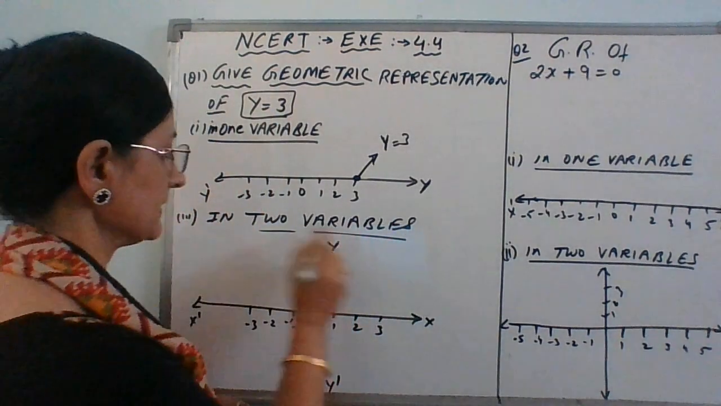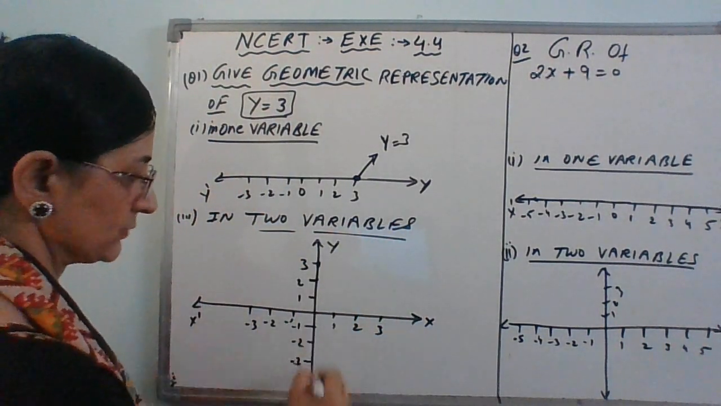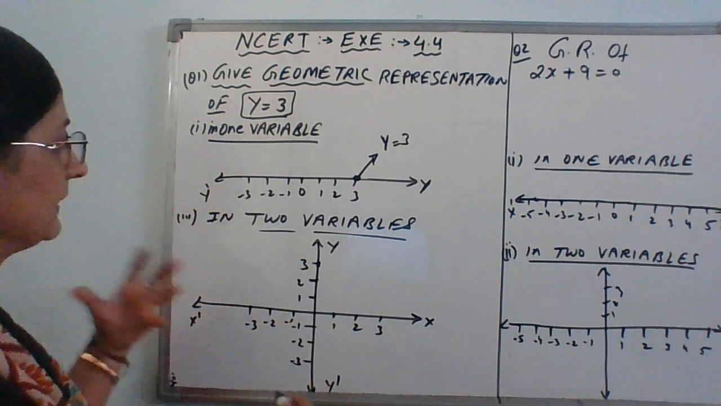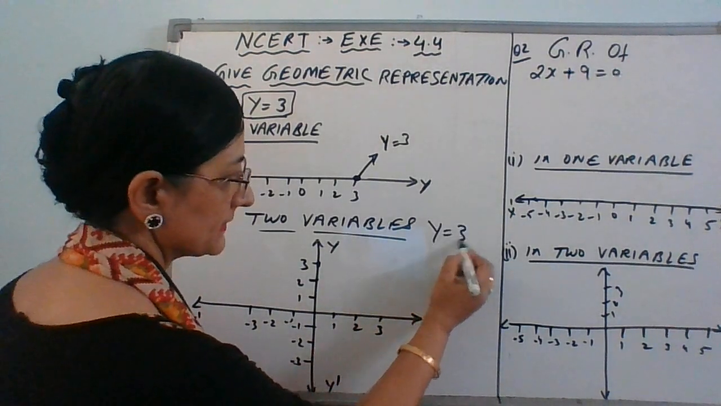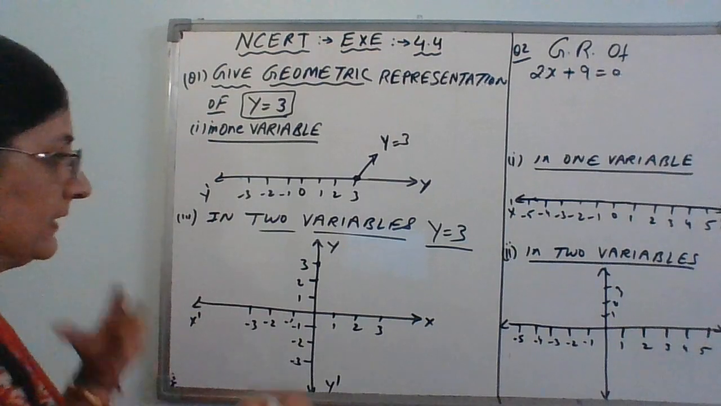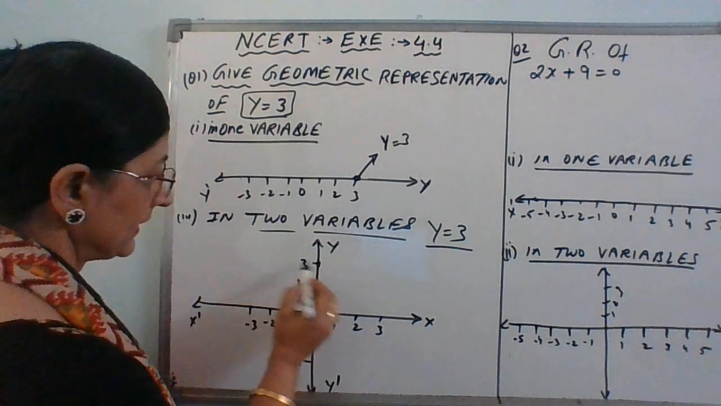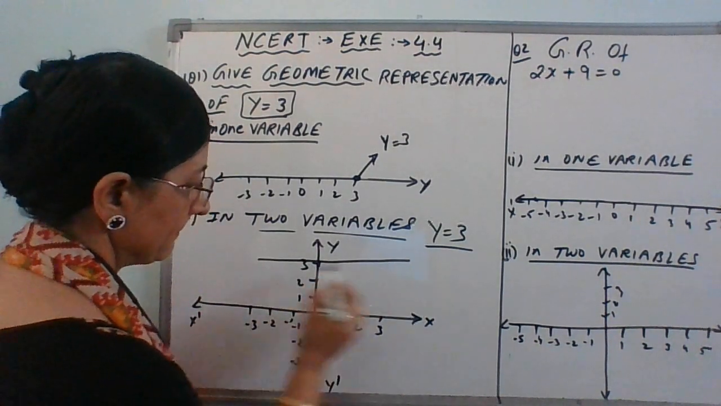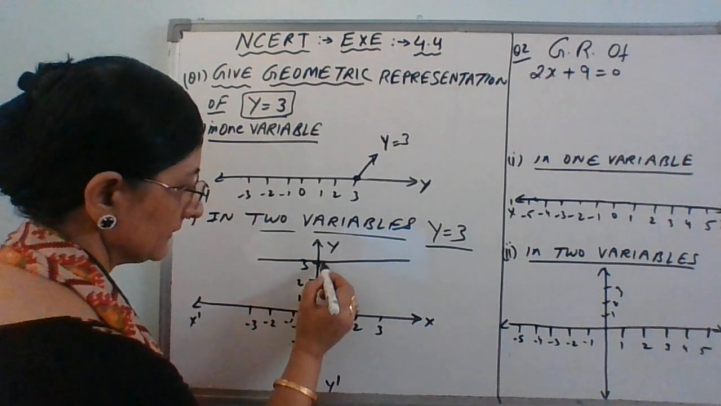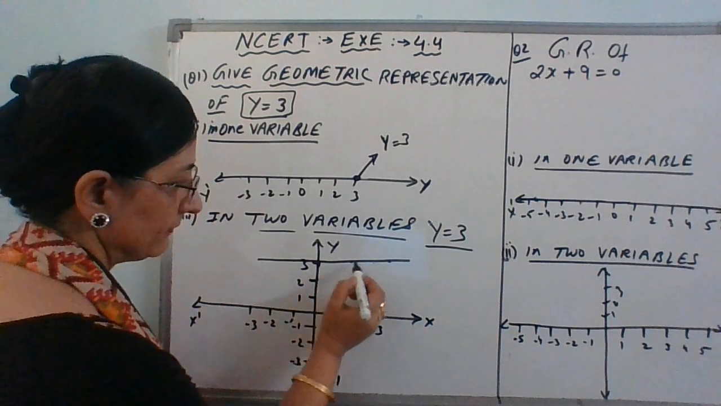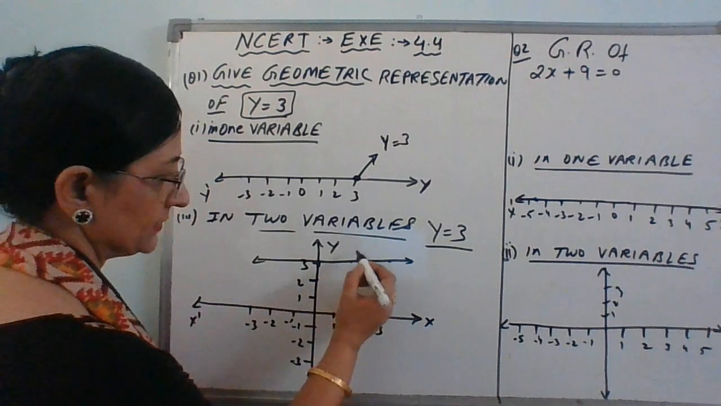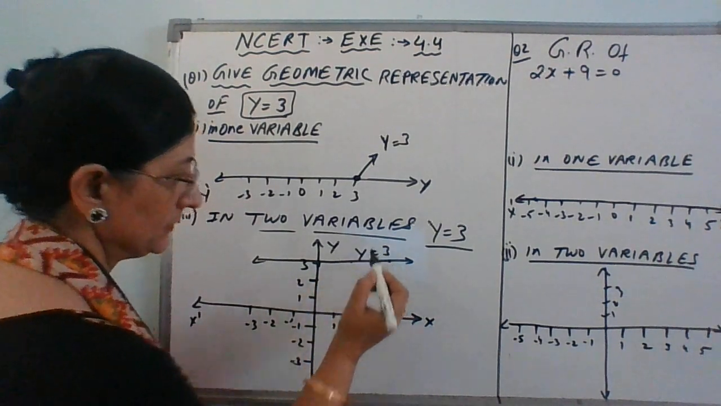But in two variables, we have to take two axes, x axis and y axis. Now this is the equation, y is equal to 3. Where is y equal to 3? Here. If we draw a line parallel to the x axis, then at every point on this line, y is going to be 3. So this is y is equal to 3.